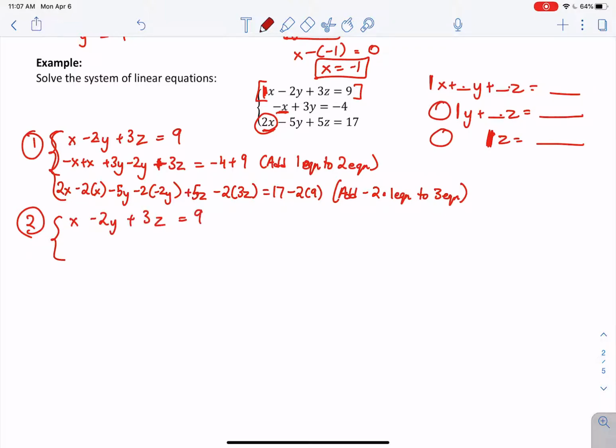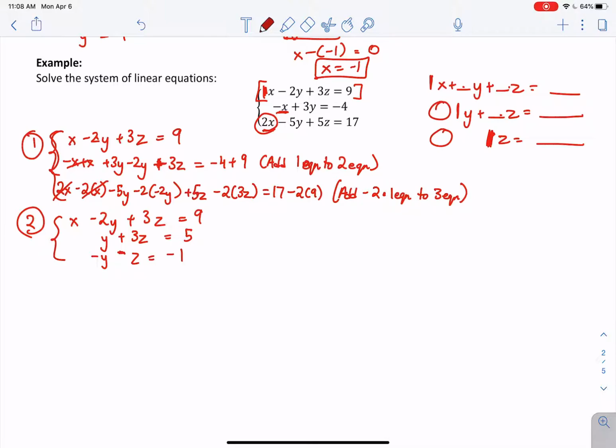I didn't do anything to the first equation. To the second equation, I've added the first equation to it. So -x plus x, that gets rid of the x's. 3y minus 2y is just y. And then there's just a 3z. And then -4 plus 9 is 5. On the bottom equation, 2x minus 2x cancels out. Minus 5y plus 4y is minus y. Plus 5z minus 6z is minus z. And then 17 minus 18 is minus 1.